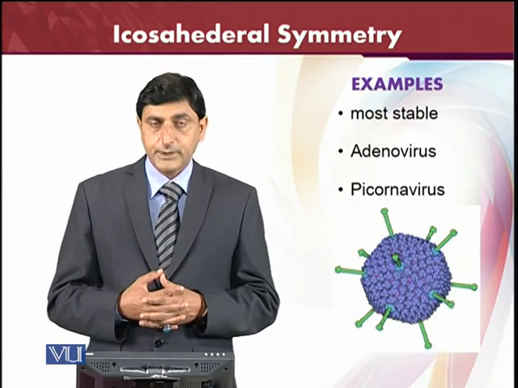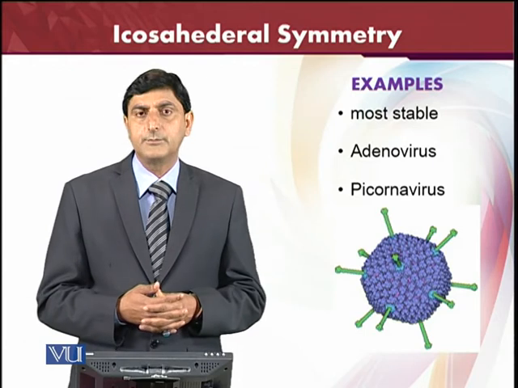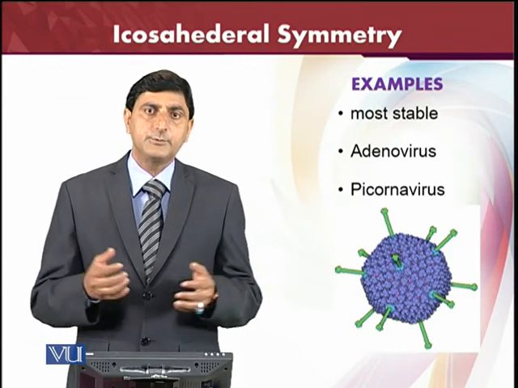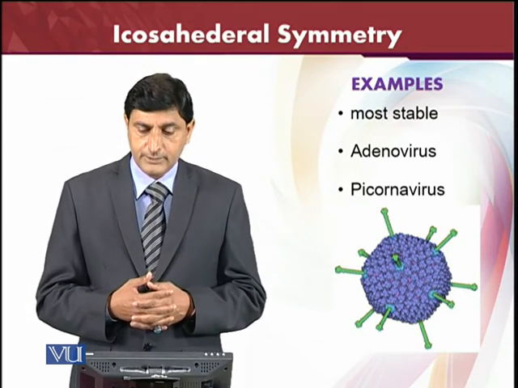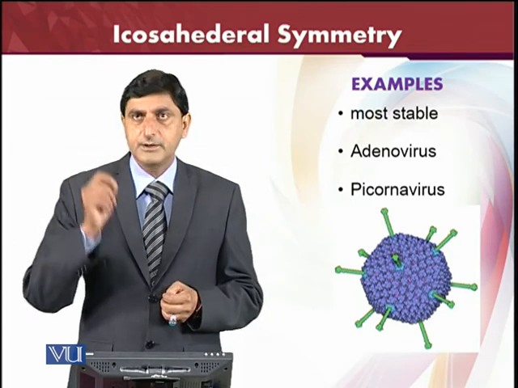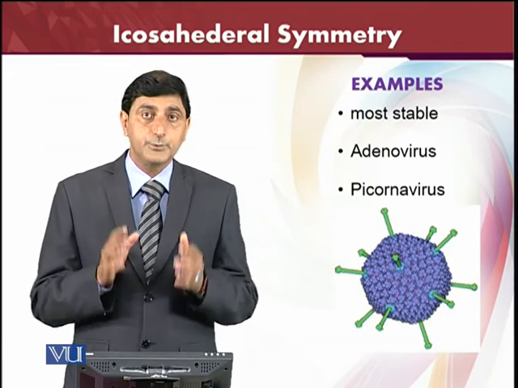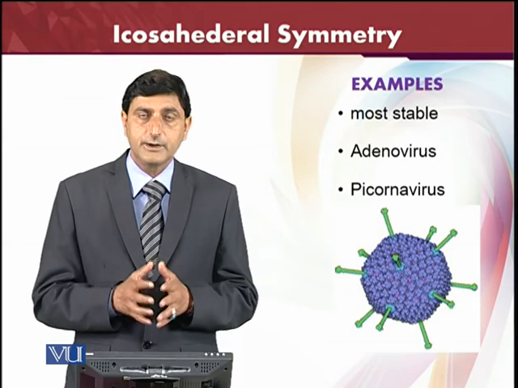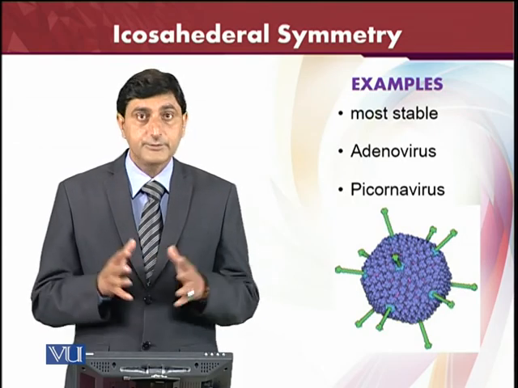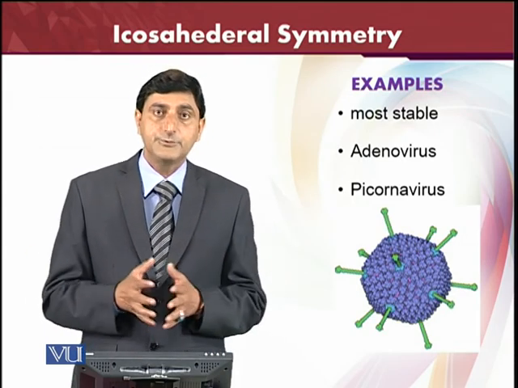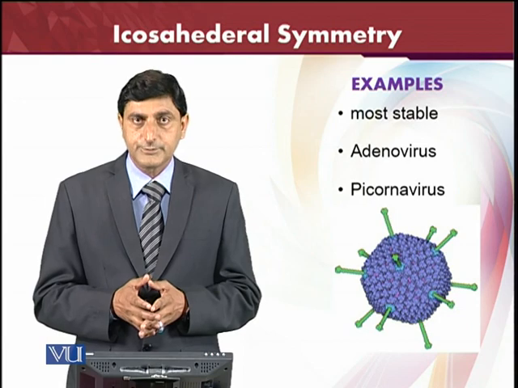Examples of icosahedral symmetry of the capsids are the adenoviruses and picornaviruses, which are the most particular examples. Adenoviruses cause different kinds of diseases in animals and also in human beings. Similarly, the picornaviruses are very delicate and very small viruses, but their shape is also icosahedral. The icosahedral viruses are examples of the most stable viruses present on earth at this moment, because they have icosahedral symmetry, and their capsids also have icosahedral symmetry, so they are stable.